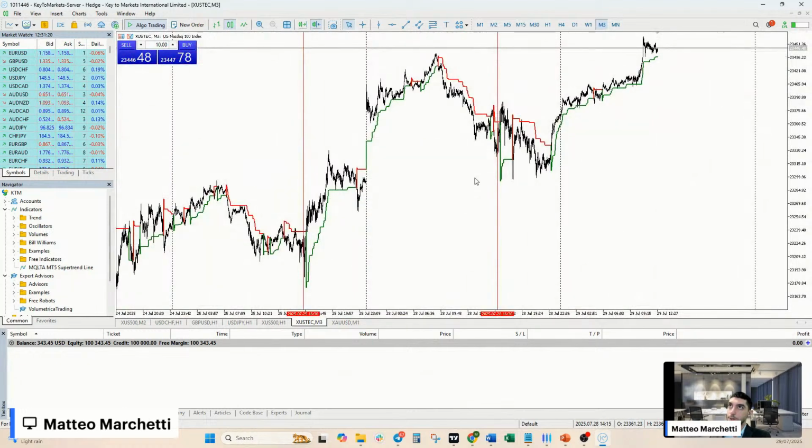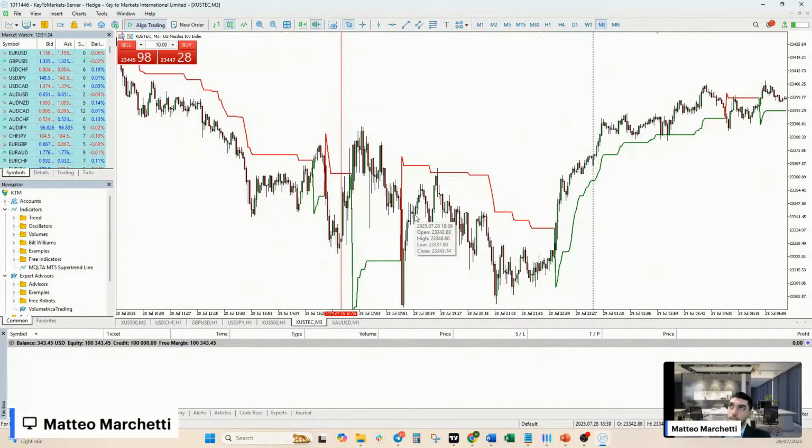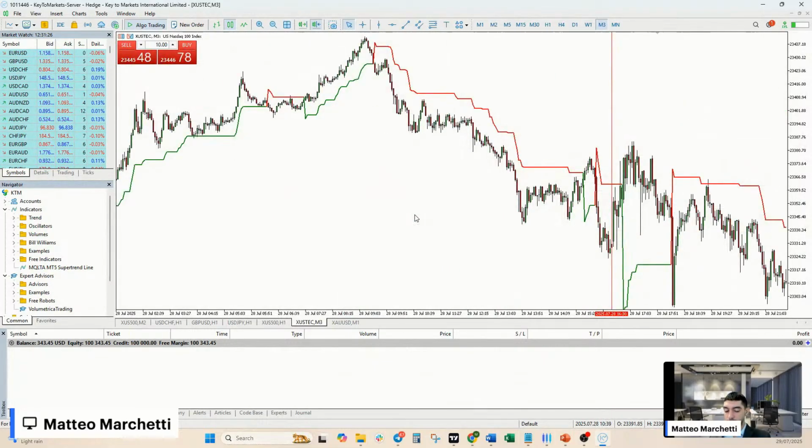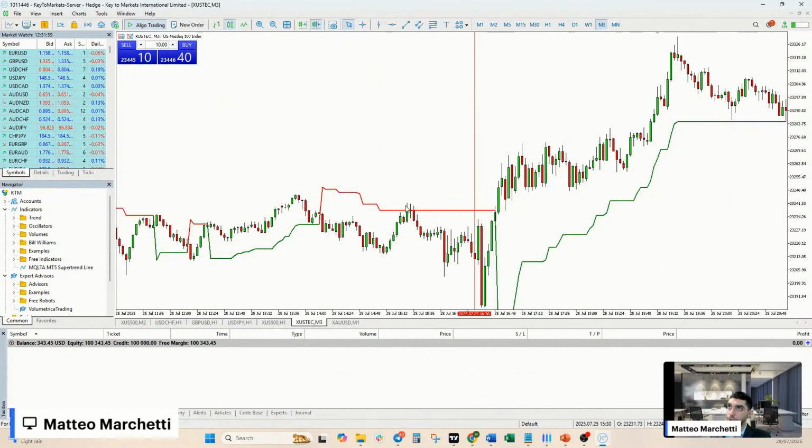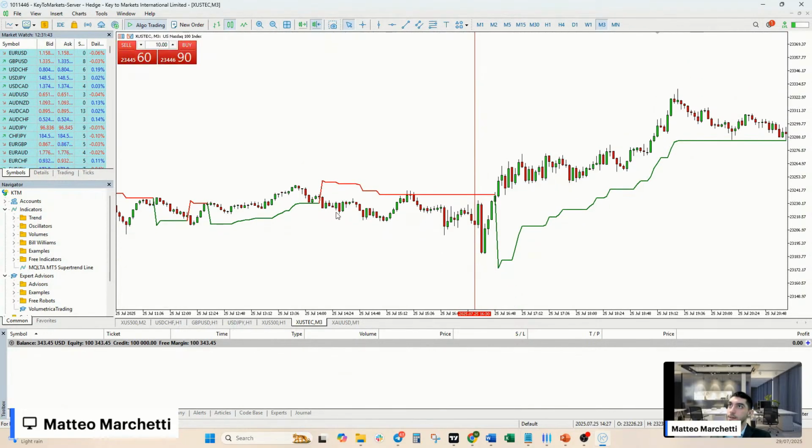So what's the idea of the strategy? Well, the main idea is very simple. We have to follow the very basic logic of the super trend indicator. I'm going to show you what we are doing here. So, okay, let's say we are here.